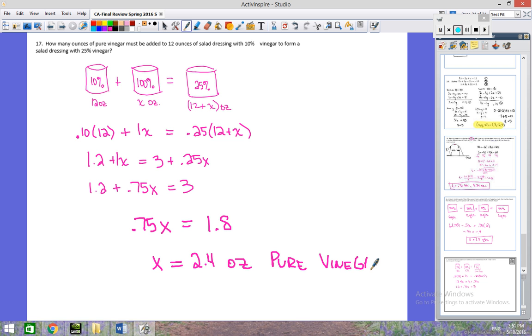So, if you have this 12 ounces of salad dressing, you want to make sure that it's in a container that's bigger than 12 ounces because you're going to add 2.4 ounces of pure vinegar, shake it up, and you get a new solution that's 25% vinegar.